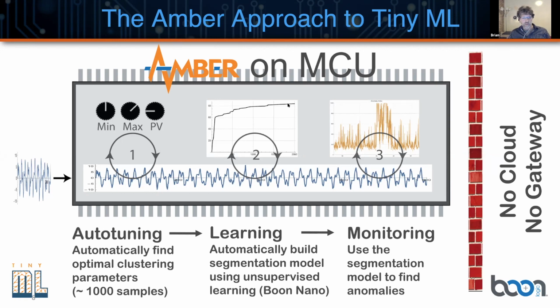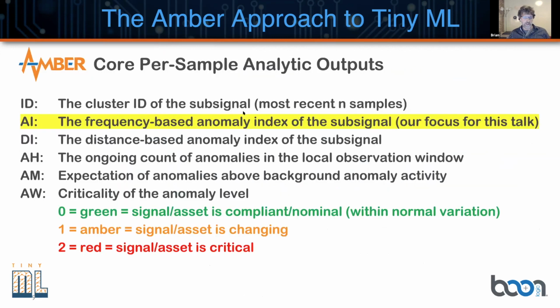detection. Just to reemphasize, this entire pipeline is happening on the microcontroller, and it does all these steps autonomously, transitioning from one step to the next and doing the training at each step in real time. As the samples come in, once it's in the monitoring mode, you have a number of analytic outputs that are relevant. Those of you who are familiar with unsupervised machine learning and segmentation understand that each cluster has an ID. So one of the core analytic outputs is, for every sample that comes in, you're getting a cluster ID of the recent subsignal up to that moment.